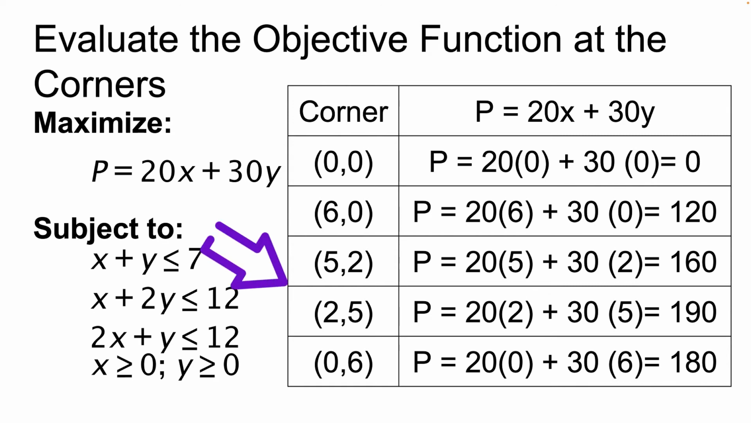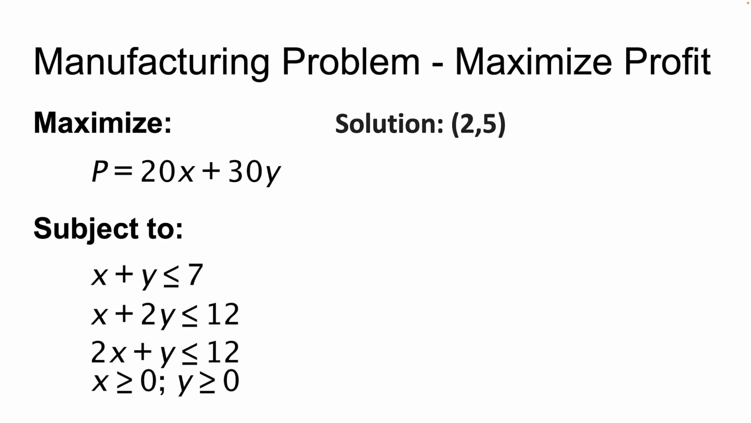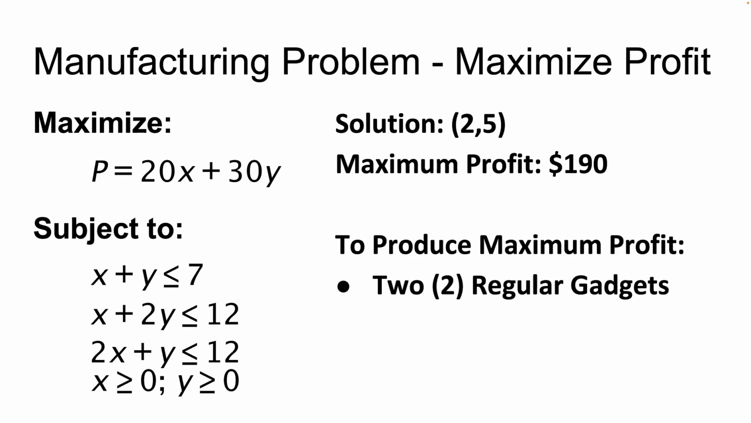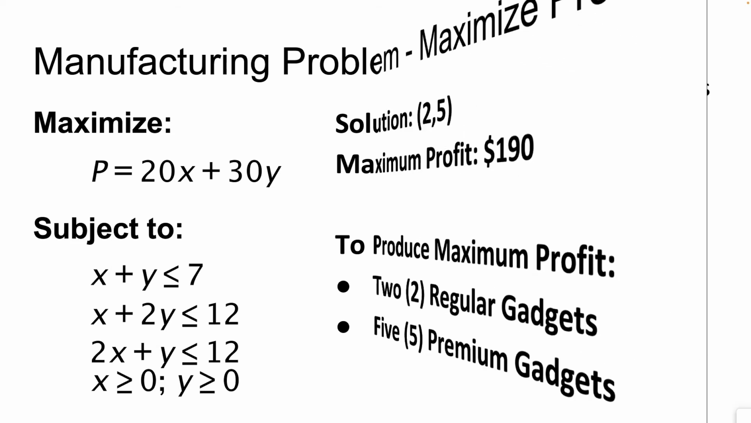In this case, it looks like we have a maximum at the coordinate (2, 5) and the maximum profit is 190. So for this problem, our solution is the point (2, 5). That's where profit is maximized. Maximum profit is $190. And to produce the maximum profit, this company should make 2 regular gadgets and 5 premium gadgets. Now let's look at a second example.